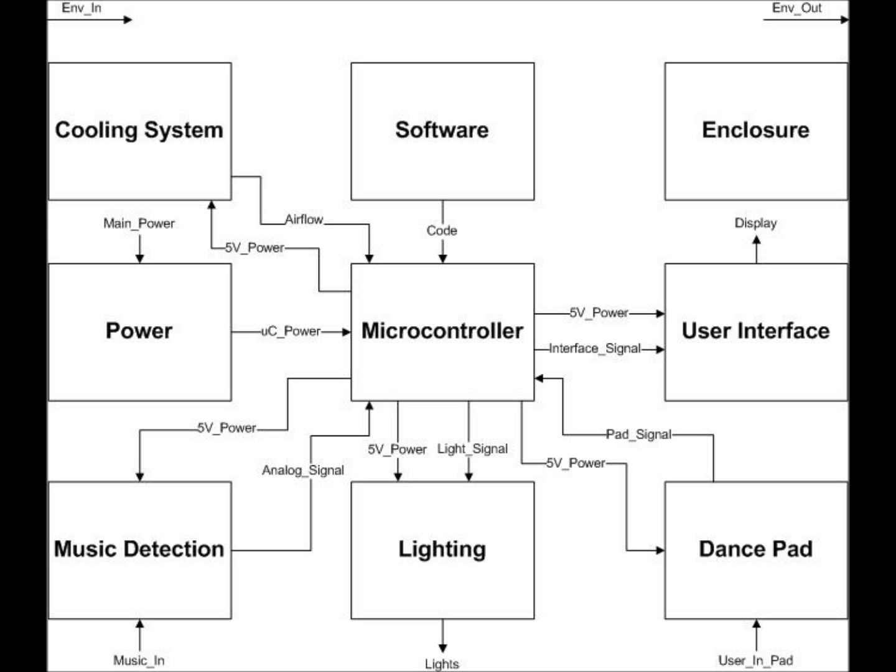The lighting block is the 4 red, green, blue light-emitting diodes or LEDs located in the 4 arrow buttons of the dance pad, which tell the user when and what arrows to step on when playing the game. The cooling system is a simple circuit that turns on a fan when the temperature inside the enclosure gets too hot. And finally, the enclosure houses all the electronics that are not inside the dance pad. The enclosure is made from 14-gauge cold-rolled steel and was given to us by our sponsor, Protocase.